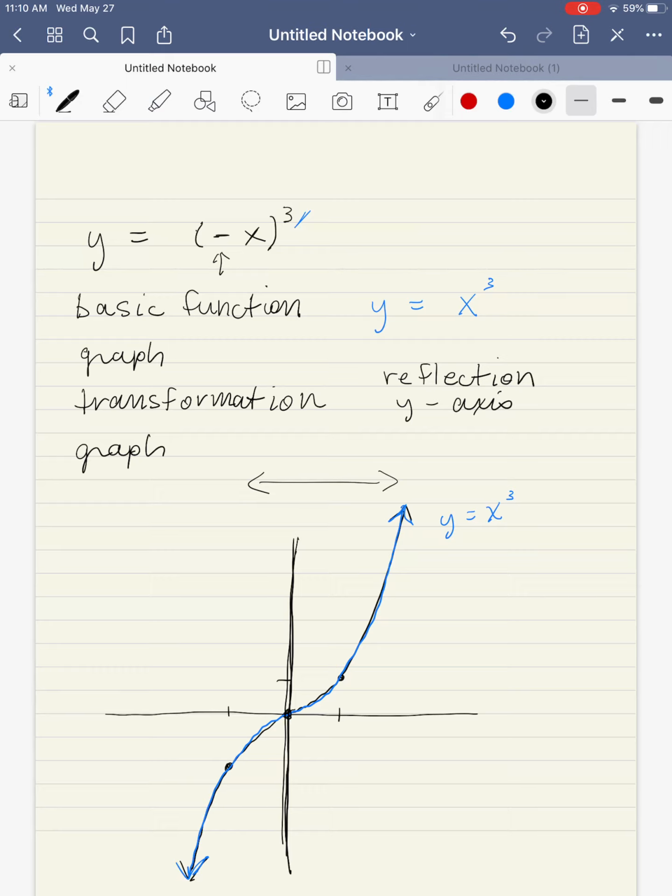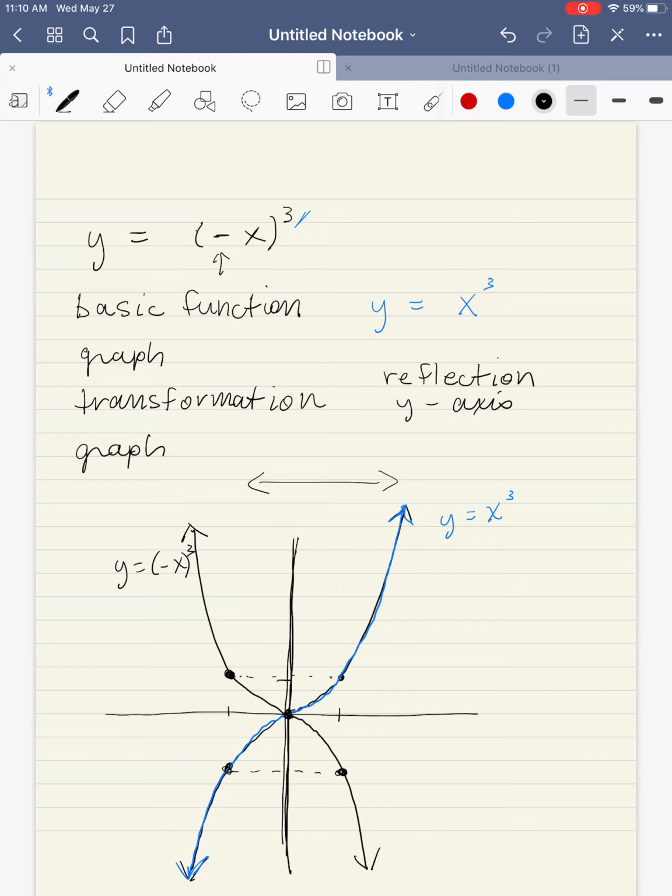And then when I draw my graph, 0, 0 stays where it is. This point reflects over to here at negative 1, 1. This point reflects over to here. And then I just recreate my same shape. And this is the graph of y equals negative x cubed.